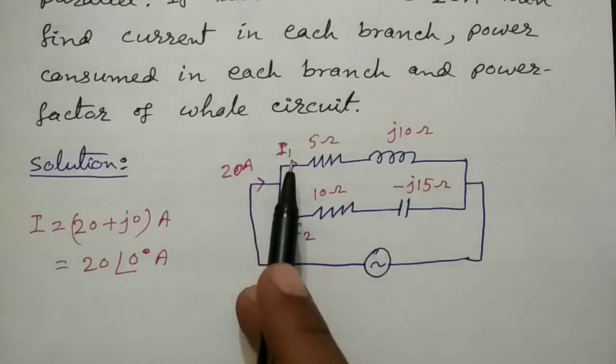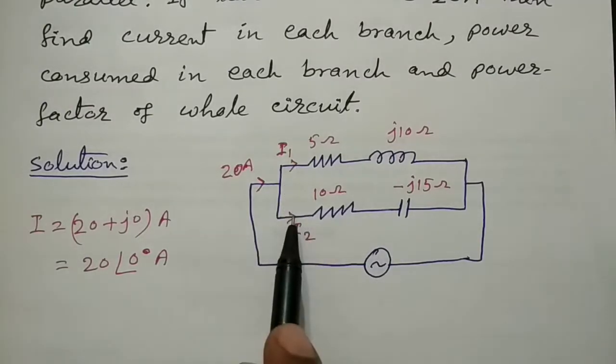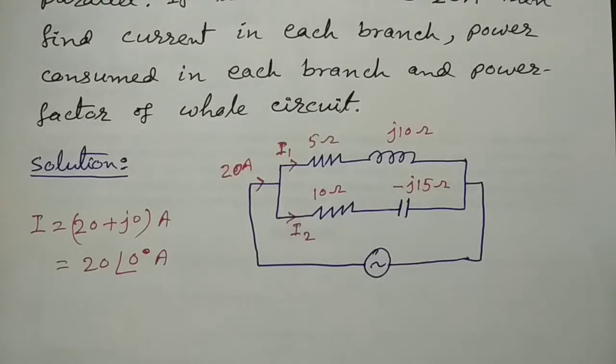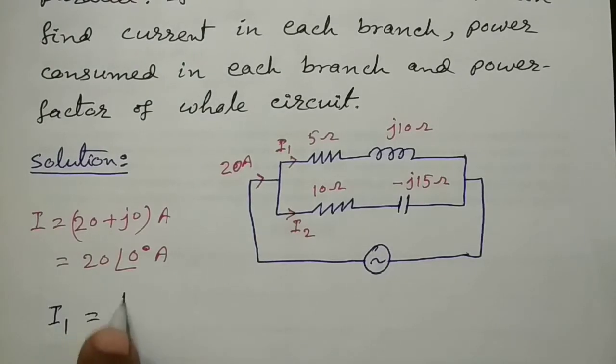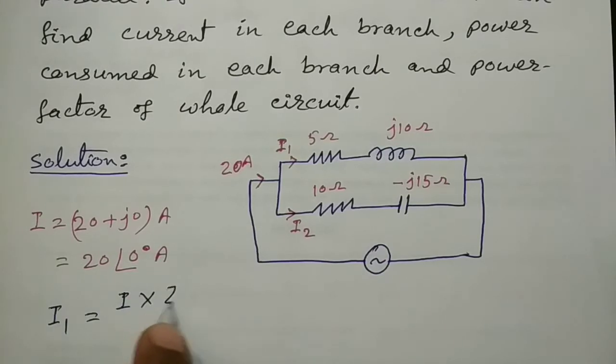Now this current is divided into two parallel paths. So here we can use the current division rule to find the current in individual branch. The current division rule we have already seen in the first module, where the value of I1, that is the current in the first branch, will be the total current, that is I, into the impedance of the opposite branch, that is Z2, upon the sum of two impedances, that is Z1 plus Z2.